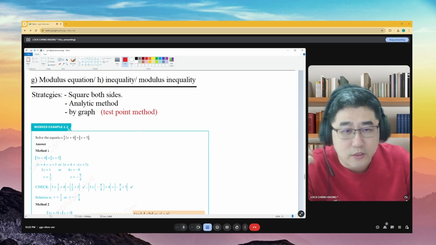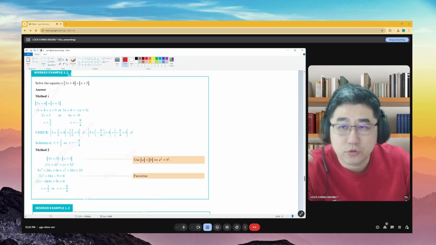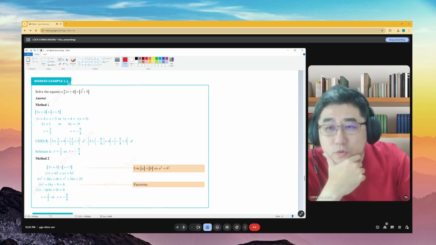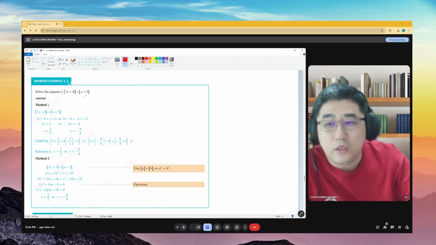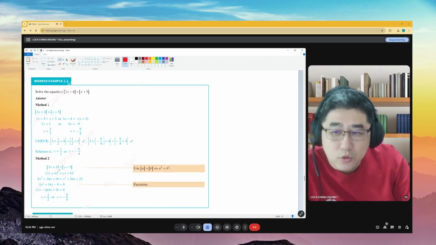So let's say I want to solve this question: modulus of 3x + 4 equals modulus of x + 5. If we use the square both sides method, we square both sides for the modulus, so we have (3x + 4)^2 and (x + 5)^2. Opening up the brackets, we have 8x^2 + 14x - 9 = 0. Factorize it, and I have 1/2 and -9/4. These will be the two proposed answers.